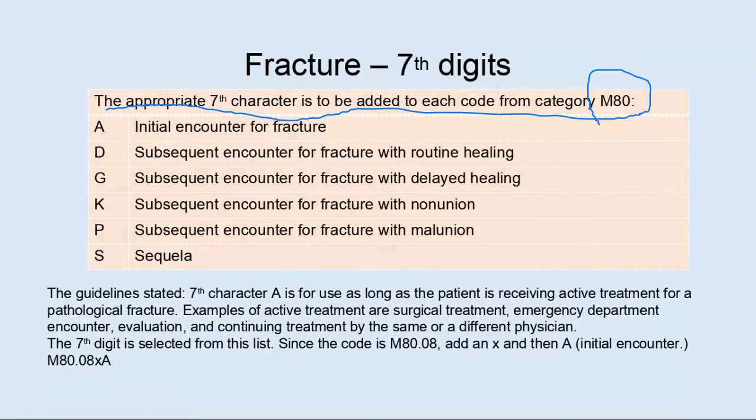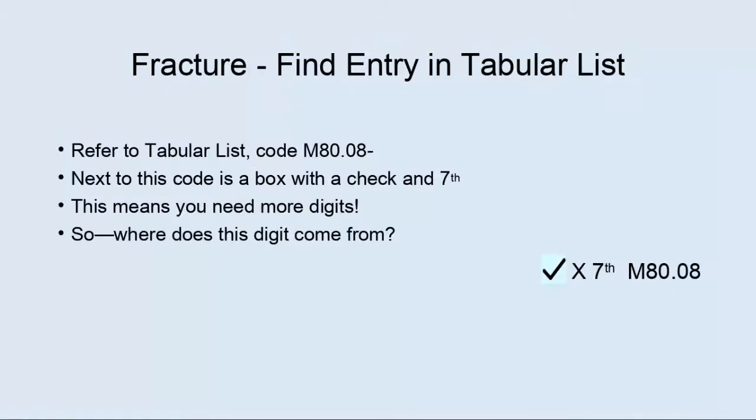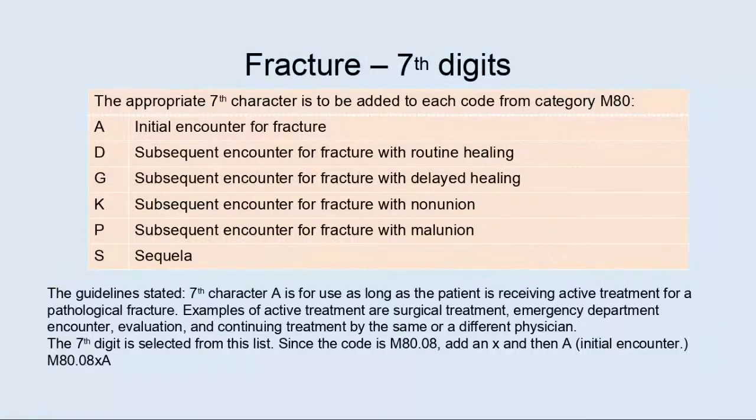So we already said that she's getting surgical treatment, so it's an initial encounter. Now remember, the guidelines state character A is used as long as the patient is receiving active treatment. Now we can go back and there's an X 7th. What does that mean? That means this A has to be in the 7th place. It's like using decimals. So you have to make that A in the 7th place. And in order to make that A in the 7th place, you have to add an X, a placeholder. M80.08XA. So that's the final code for the fracture.